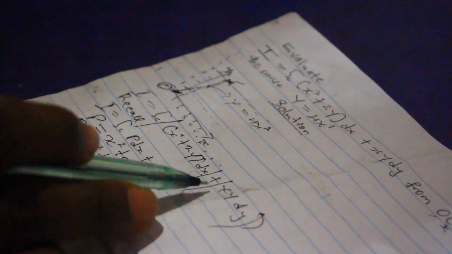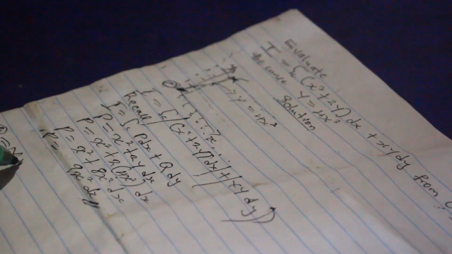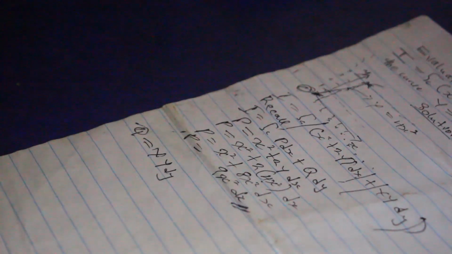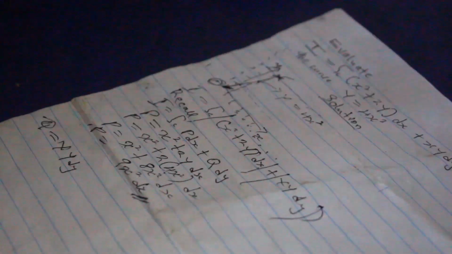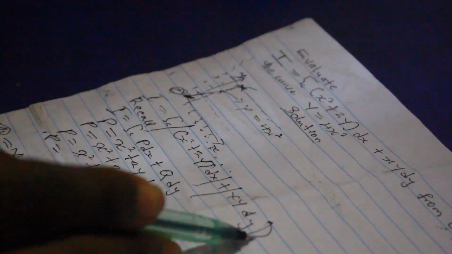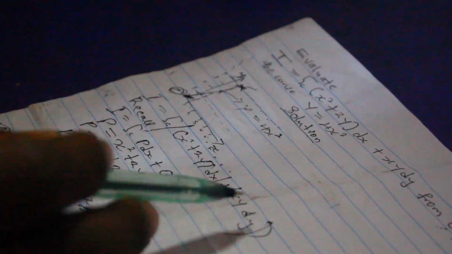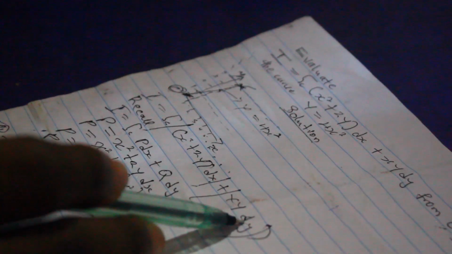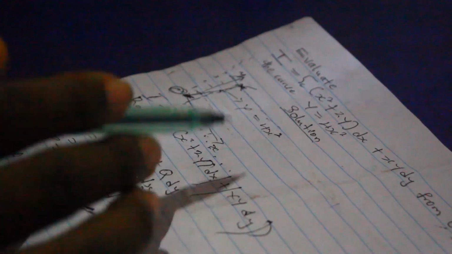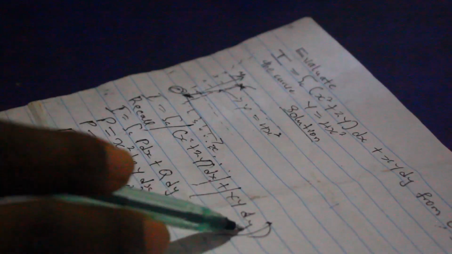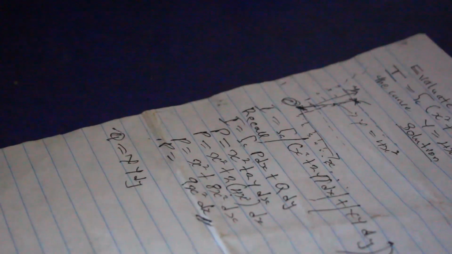Our Q is having dy. Recall this problem: we are trying to make the x and dy be in the same base. Either we turn the dx to dy or turn the dy to dx. In this problem, our y is given, so our aim is to turn this dy to dx. Understand? So first, let's just find our Q.